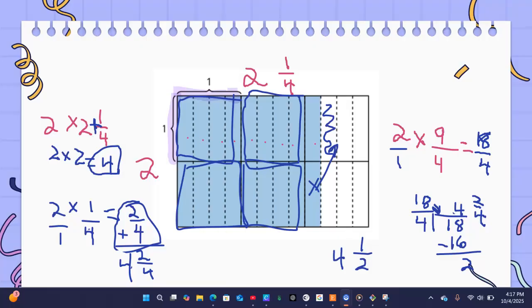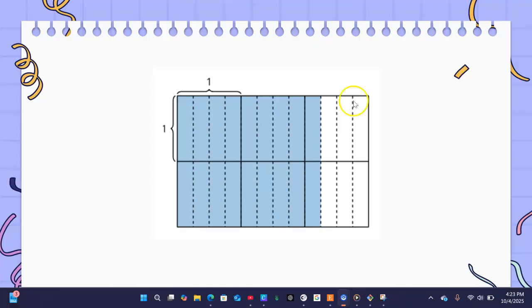So again, this side length is 2. This side length is 2 and 1/4. Then we're multiplying those two side lengths together, just like we did with our previous activities. We take our whole numbers out and multiply those together, that equals 4. Then we multiply our whole number side by the fraction side length. 2 times 1 equals 2. 1 times 4 equals 4. All right, let's try another one.